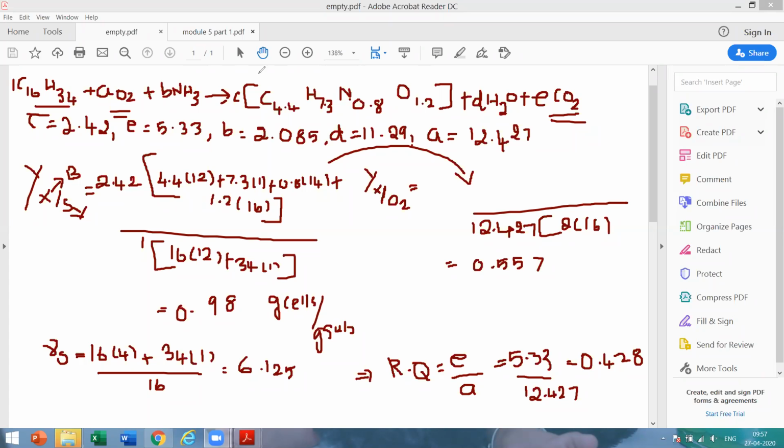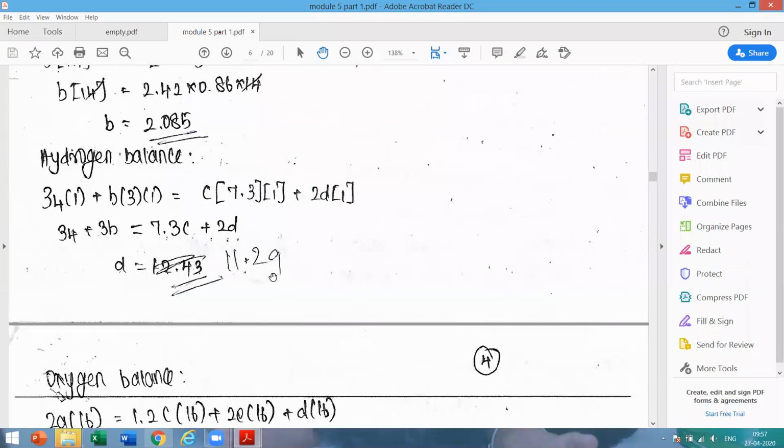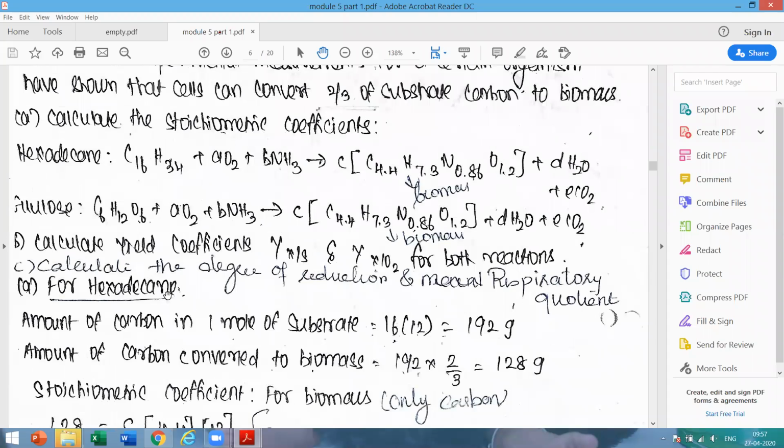So now this is the first type. Another problem is also given. I will show that and you have to do that problem as homework. The equation is the same method, but this is for glucose: C6H12O6 plus AO2 plus BNH3 gives C into CH4.4 H7.3 N0.86 O1.2 plus DH2O plus ECO2. So you have to do the same.